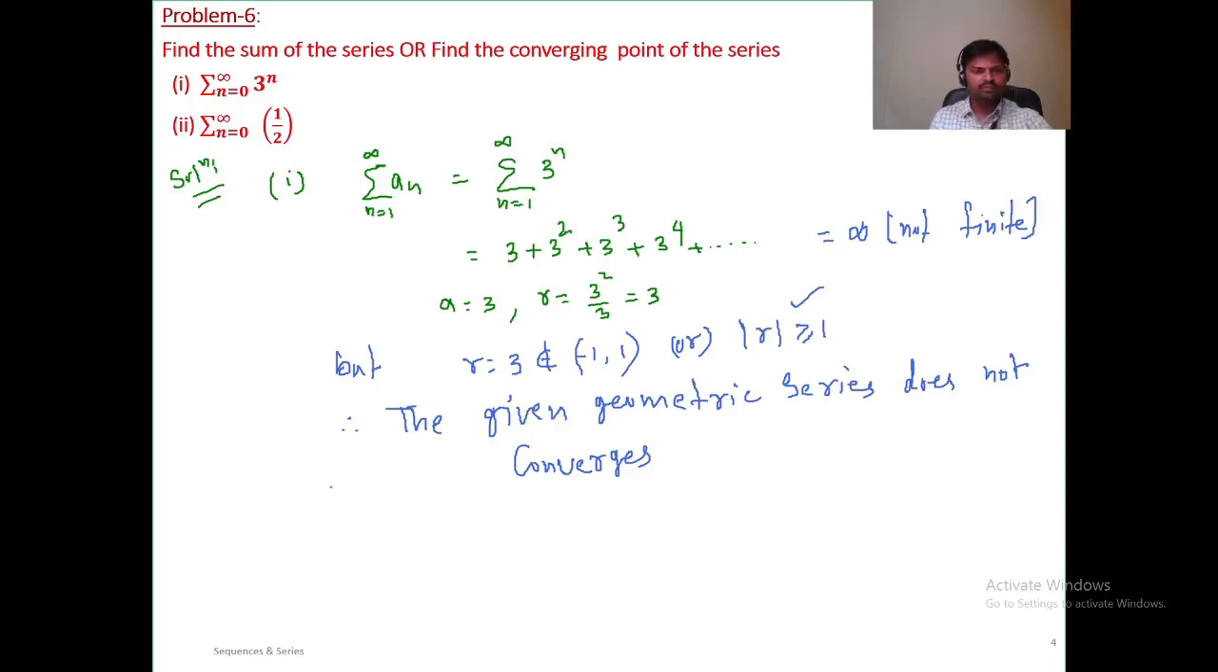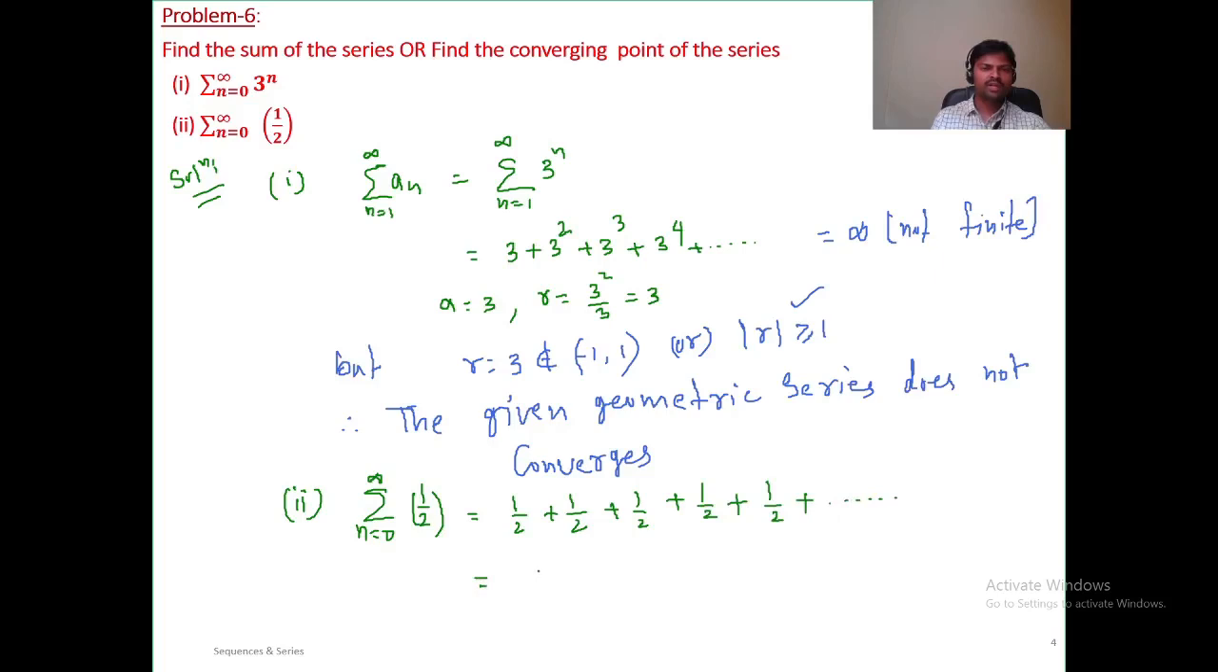Second problem: the series n runs from 0 to infinity of 1 upon 2, just 1 upon 2. Now what is the first term? Look here, power n is not there, just 1 by 2 only. That means it is a constant series. So the first term is 1 by 2, the second term is again 1 by 2, the third term is again 1 by 2, the fourth term is again 1 by 2. Each and every term is 1 by 2 only because it is a constant series.